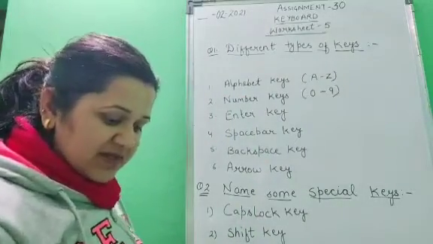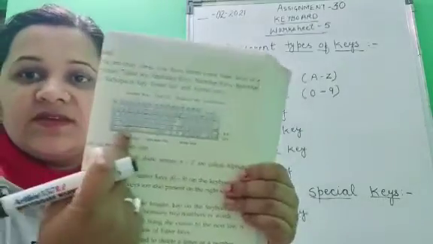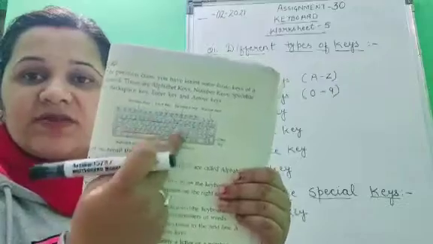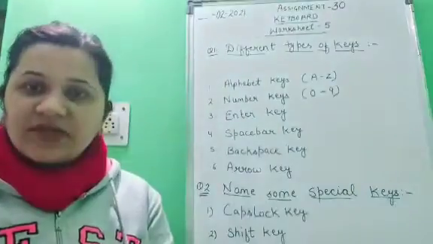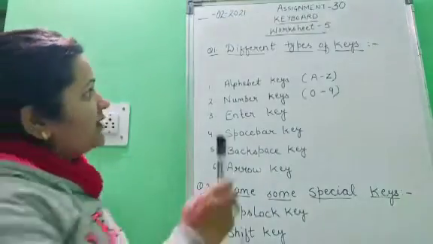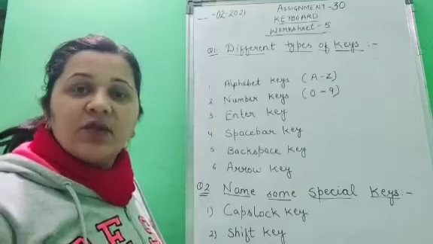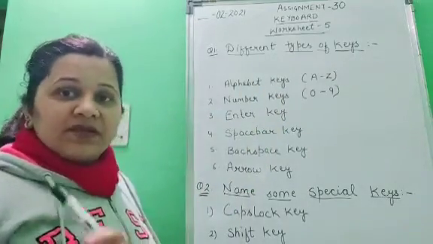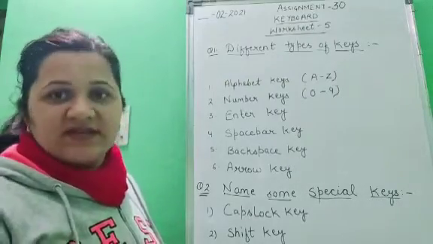Now children, you must have seen a keyboard. This is how a keyboard looks. See, there are many buttons, many keys present on it. So here I have written the names of some different types of keys which are present on the keyboard. Now first is alphabet keys. Alphabet keys are the keys on which letters from A to Z are written. The alphabet keys are used to type letters or words, or a sentence.